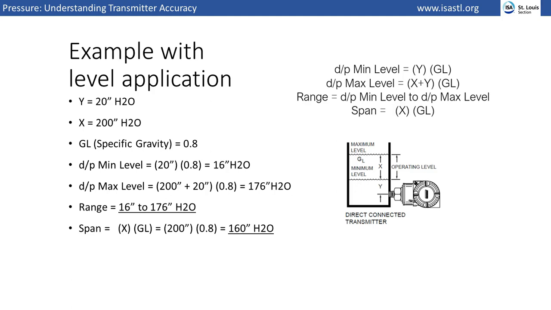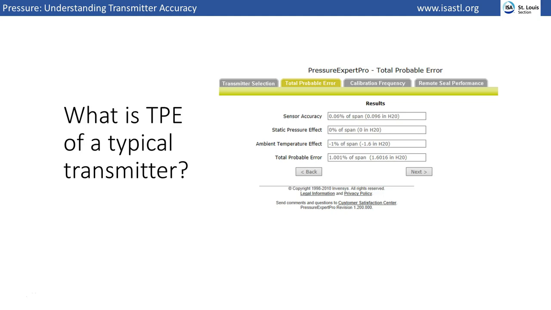Our range, which is always two numbers, and here it's going to be 16 inches to 176 inches of water, and our span, which is always one number, is going to be 160 inches. Keep that in mind. We'll come back to it after we look at what goes into total probable error. Here we look at the total probable error, taking into account sensor accuracy, static pressure, and ambient temperature effect to get 1% of overall span accuracy.